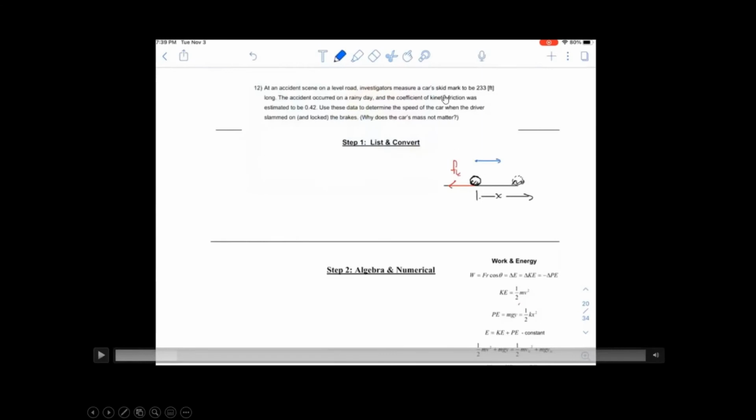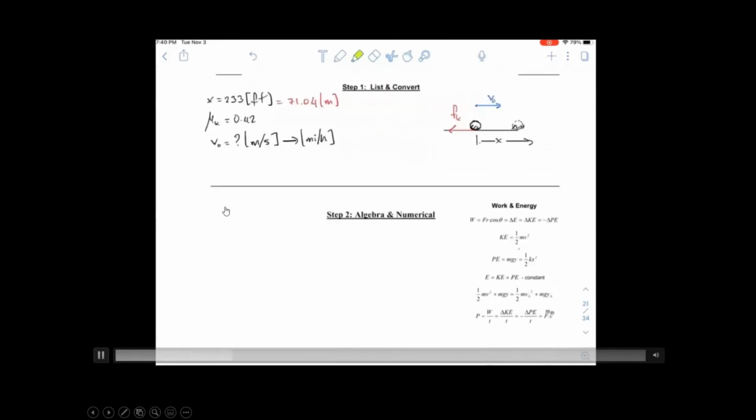The car is going to skid to a stop. All right, so you measure the skid marks. And somehow the estimated coefficient of kinetic friction is 0.42. So figure out the speed of the car when the driver slammed on the brakes. Okay, so that's what we need. All right, so skid marks measure 233 feet. So the length of the skid marks, coefficient of kinetic friction, initial speed of the car. All right, so we'll do the conversions and we're done.